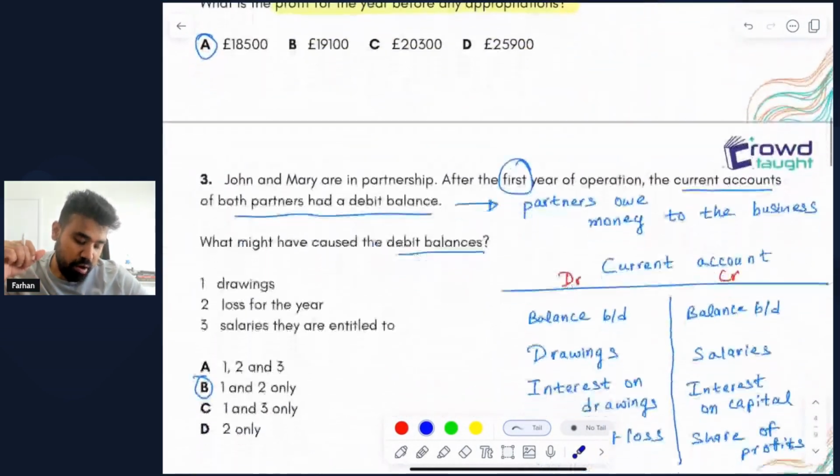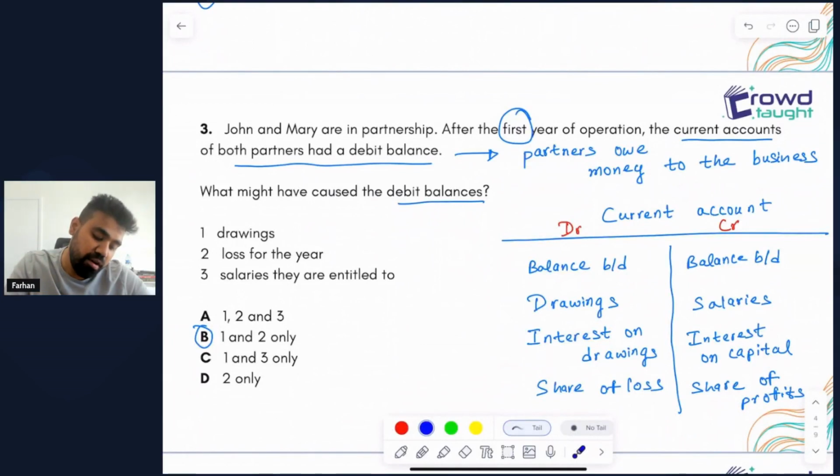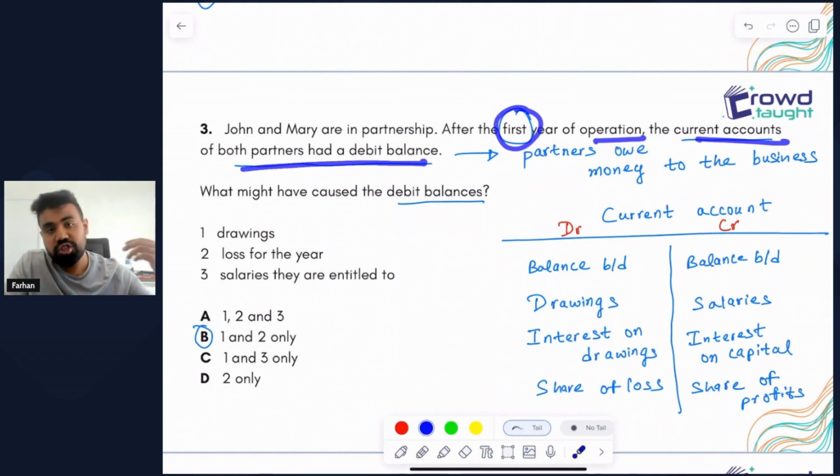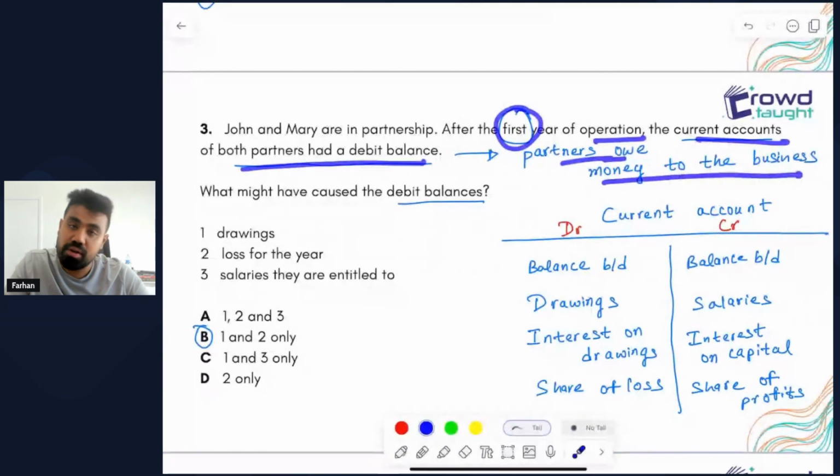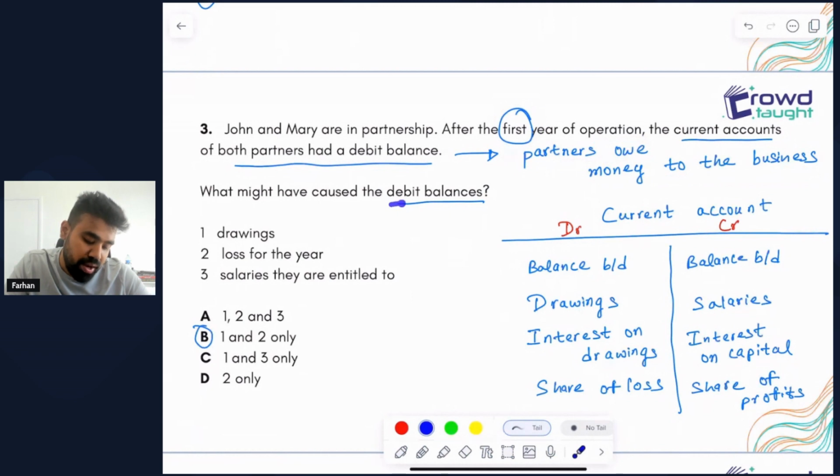So John and Mary are in partnership. After the first year of operation, the current accounts of both partners had a debit balance. Again, as we have just learned earlier in the previous question, if the current account balance is debit, then that means that partners owe money to the business. And if the current account balance is credit, that would mean the partnership owes money to the partners. What might have caused this debit balance?